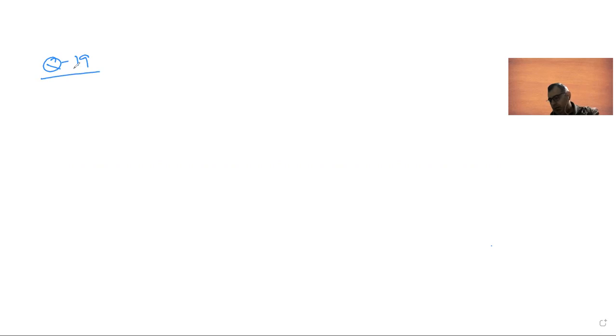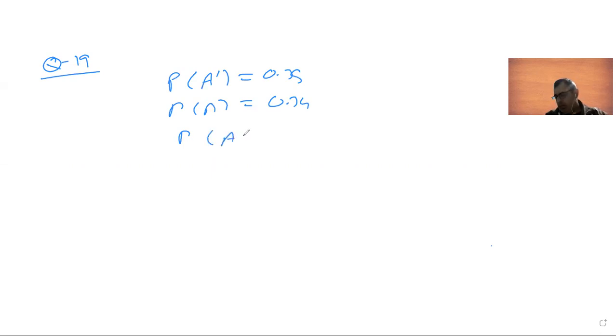Events A and B are such that P(A') is 0.35, P(B) is 0.34, and P(A union B) is 0.86. Determine P(A intersection B) and P(B given A). Okay, can you do it on your own? First, we have to find these two things, right?